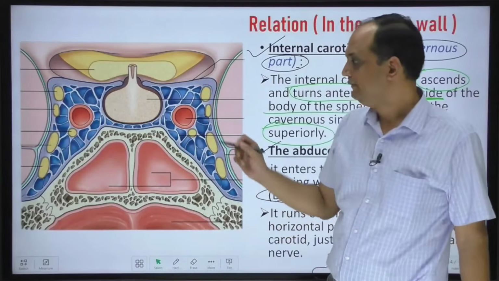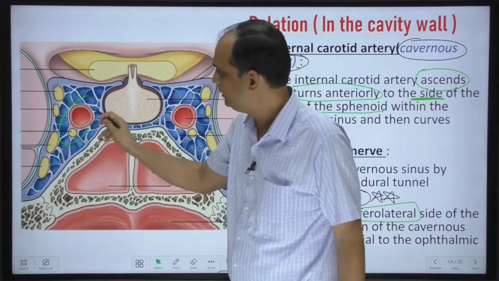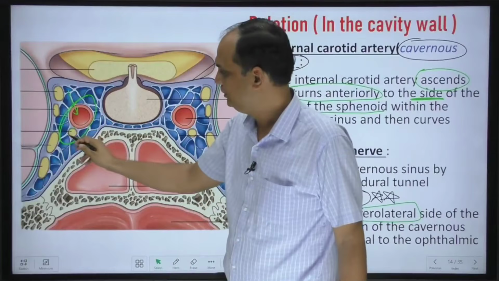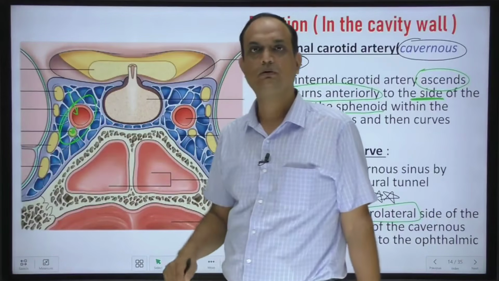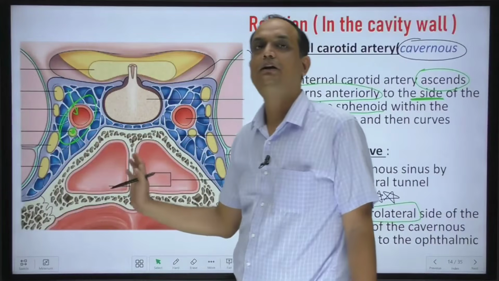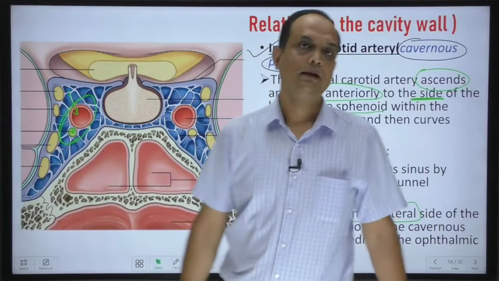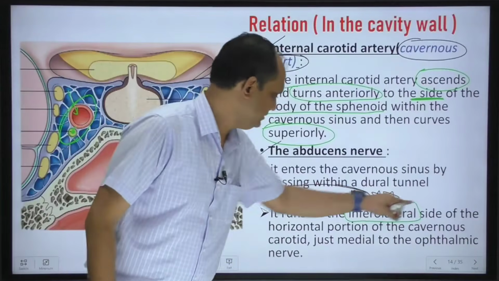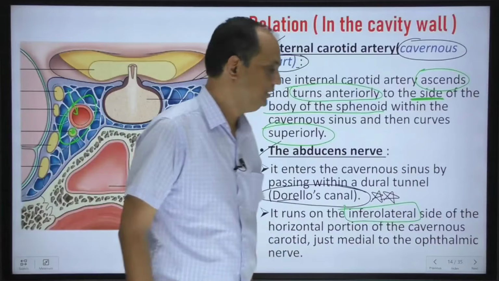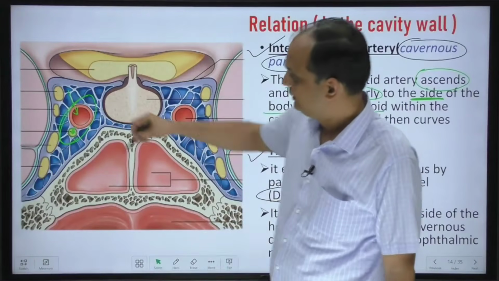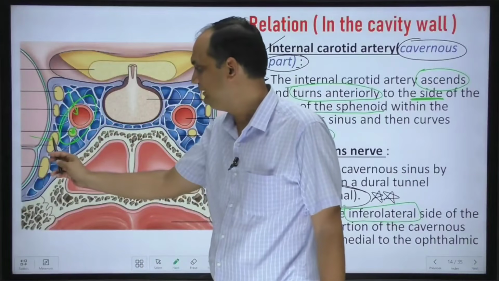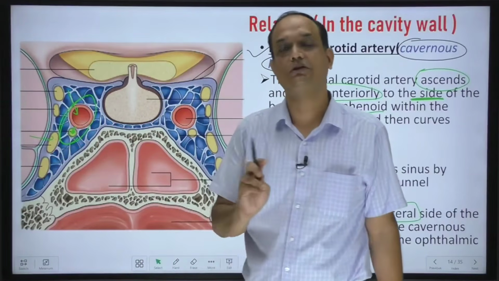Now here you can see these are the two structures we are talking about. The upper one is your internal carotid artery and this lower one is the abducens nerve. Now this abducens nerve is inferior to the artery and a little bit lateral to the artery. Clear? So it is inferolateral to the horizontal part of the artery and just medial to the ophthalmic division. So this is your ophthalmic division. So which structure lies just medial to the ophthalmic division?